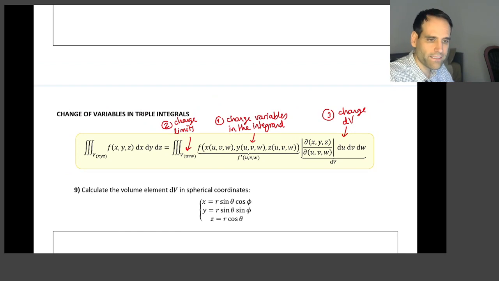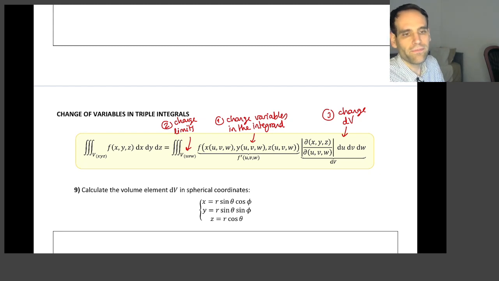Also, in practice, I'm never going to give you a general change of variables that looks weird. I'm always going to use either spherical or cylindrical coordinates. And therefore, everything becomes very easy in that case.